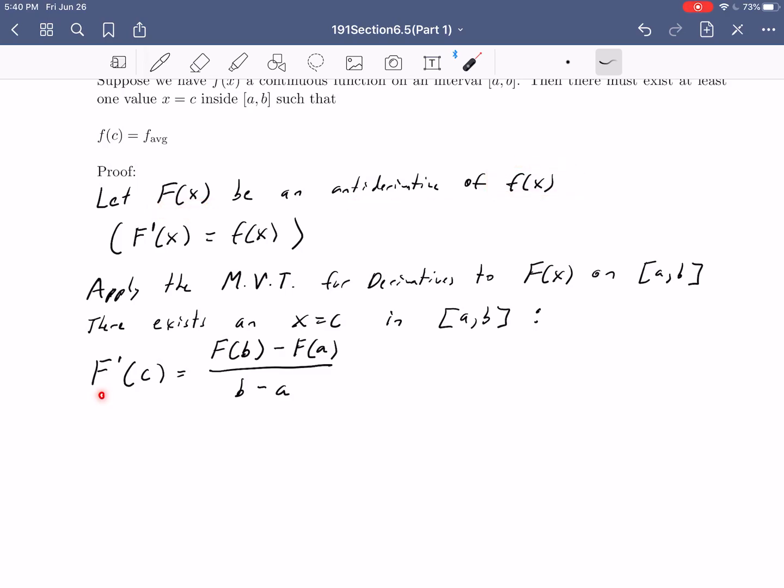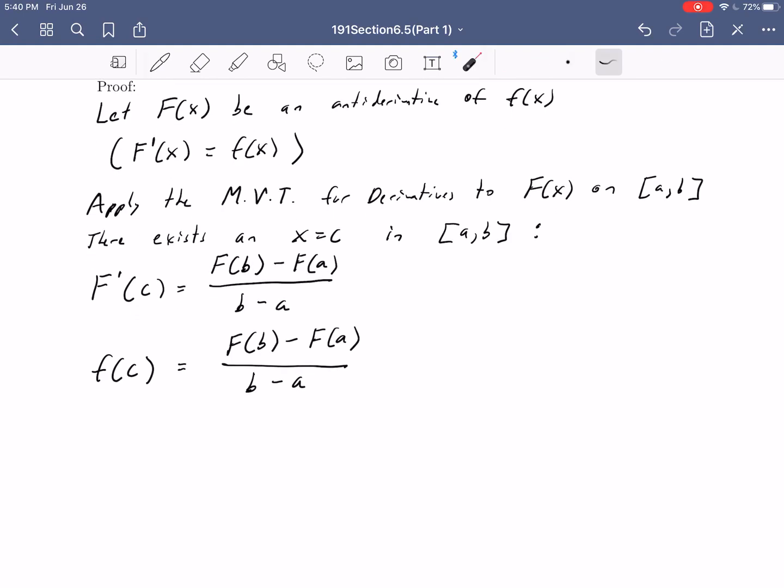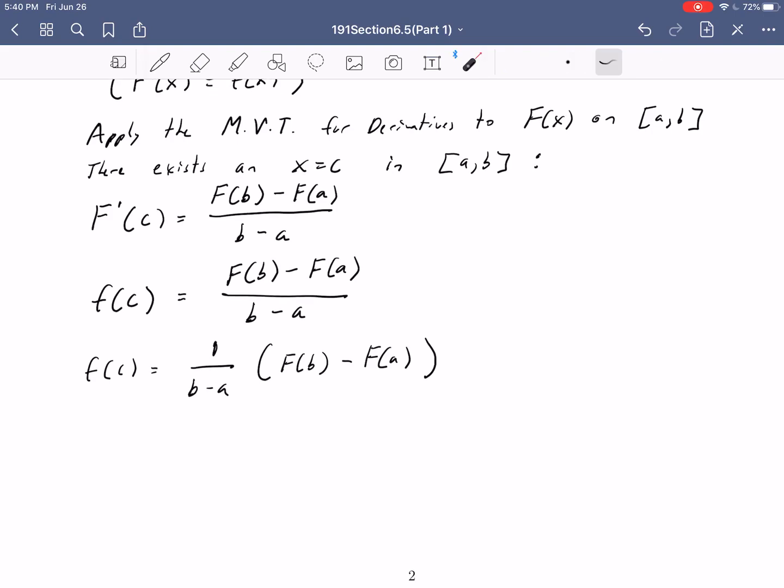So big F prime at c has got to be little f at c. So this side here is f of c, and on the other side we have capital F of b minus capital F of a over b minus a. Okay, let's think about what we can do with this. Well, we can pull out that 1 over b minus a in front. And now we're going to use the fundamental theorem of calculus.